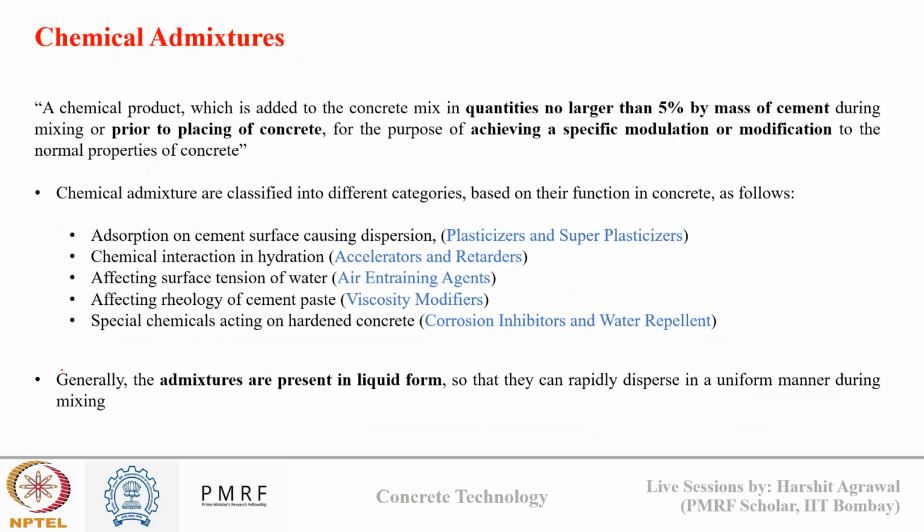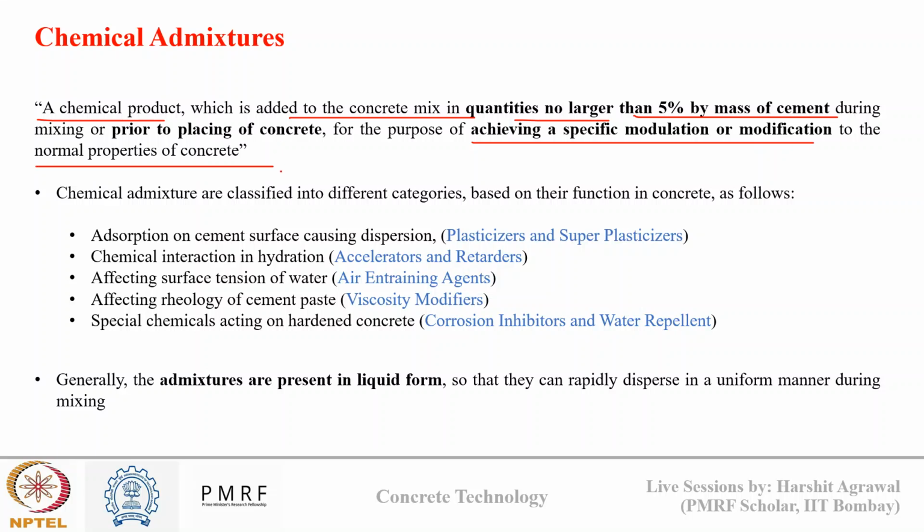Now, admixtures are categorized in two types: chemical admixtures and mineral admixtures. So, first we'll talk about chemical admixtures. How do we define a chemical admixture? These are chemical products which are added in concrete in quantities not more than 5% by mass of cement during mixing or placing of concrete, to achieve specific modulation or modification in normal concrete.